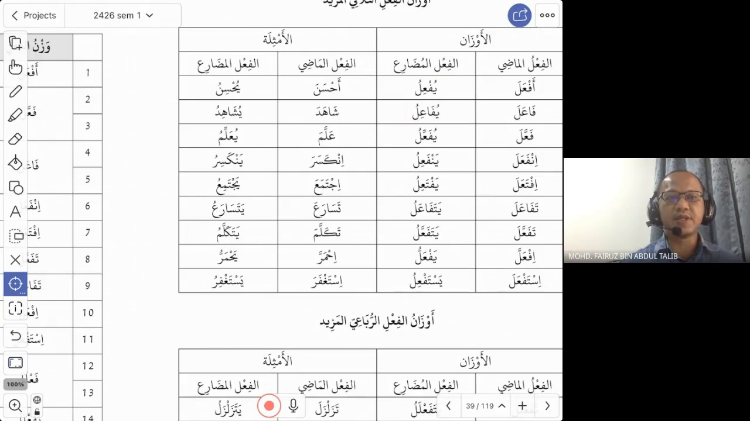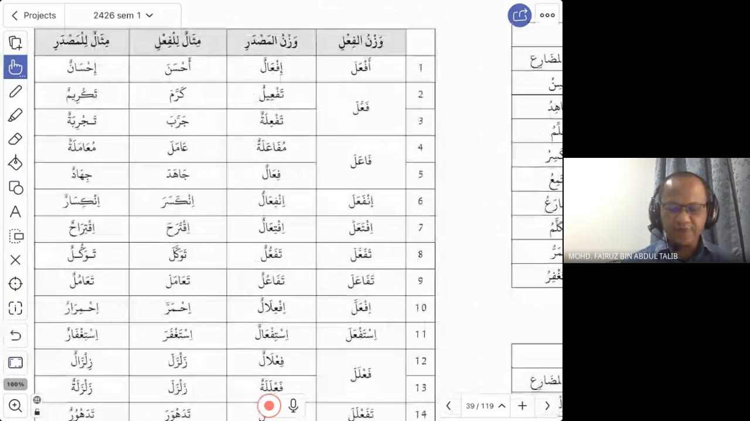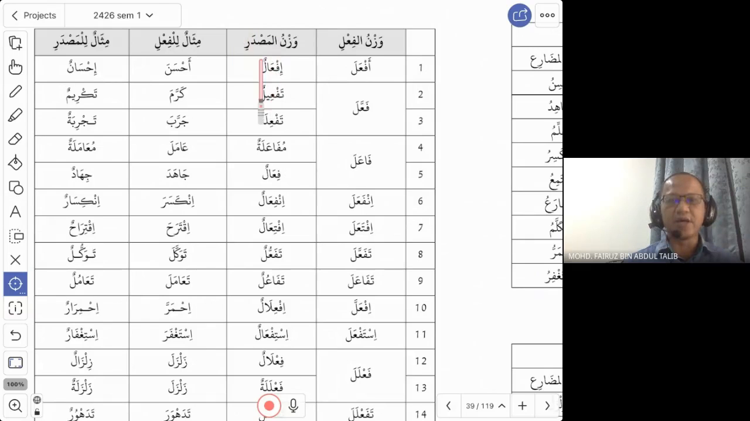So I gave you the mudari for each of these wazan. For example, if the wazan is af'ala, the mudari is yuf'ilu. Okay, fa'ala, yufa'ilu. So you can add the mudari of the wazan here. It is up to you. You can add it here, or you can always refer to the previous table. Okay, what is new is this part. This is our topic today, which is the al-masdar. So here, let us look at the masdar.